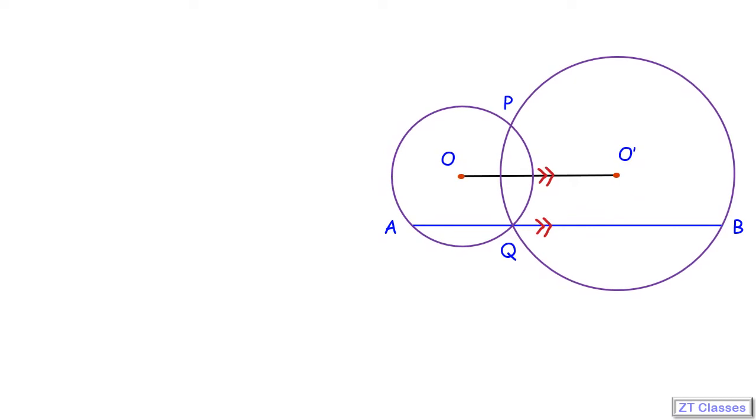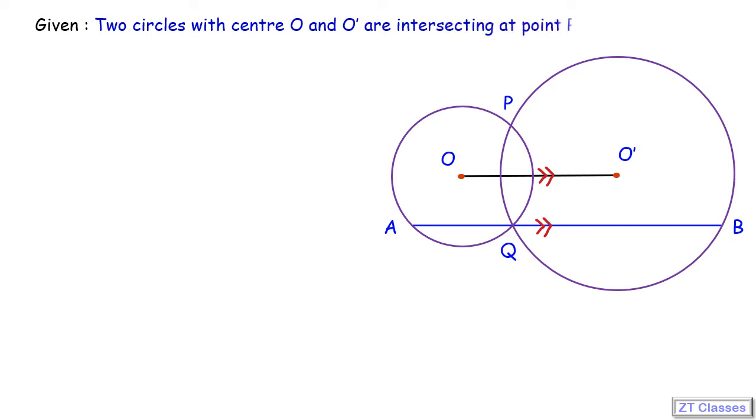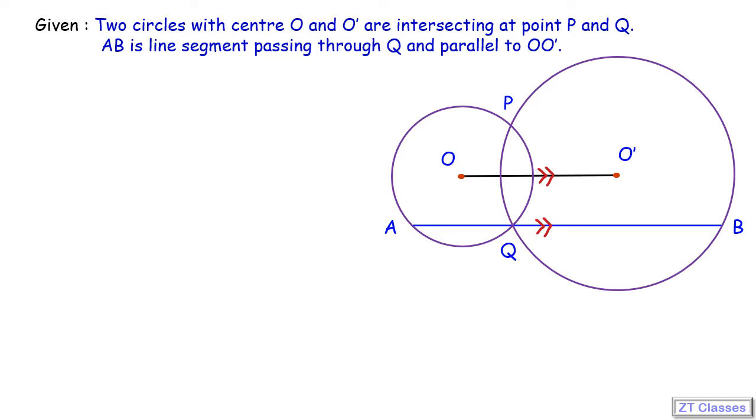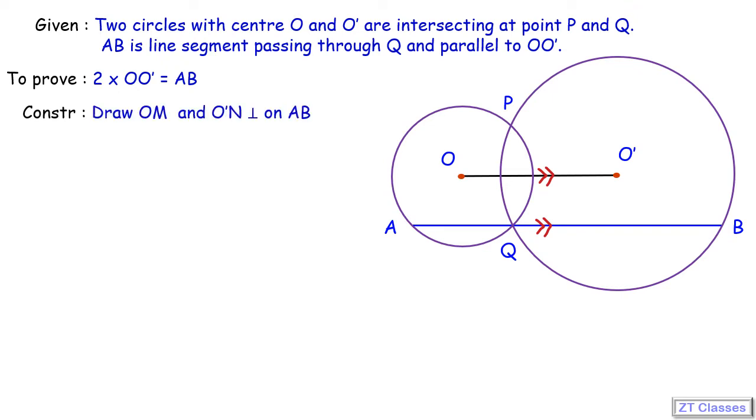Let's see the proof of it. So it's given to us that two circles are there which are intersecting at point P and Q, and AB is a line segment which is parallel to OO dash. Here we have to prove 2 times of OO dash is equals to AB. Let's do the construction here.